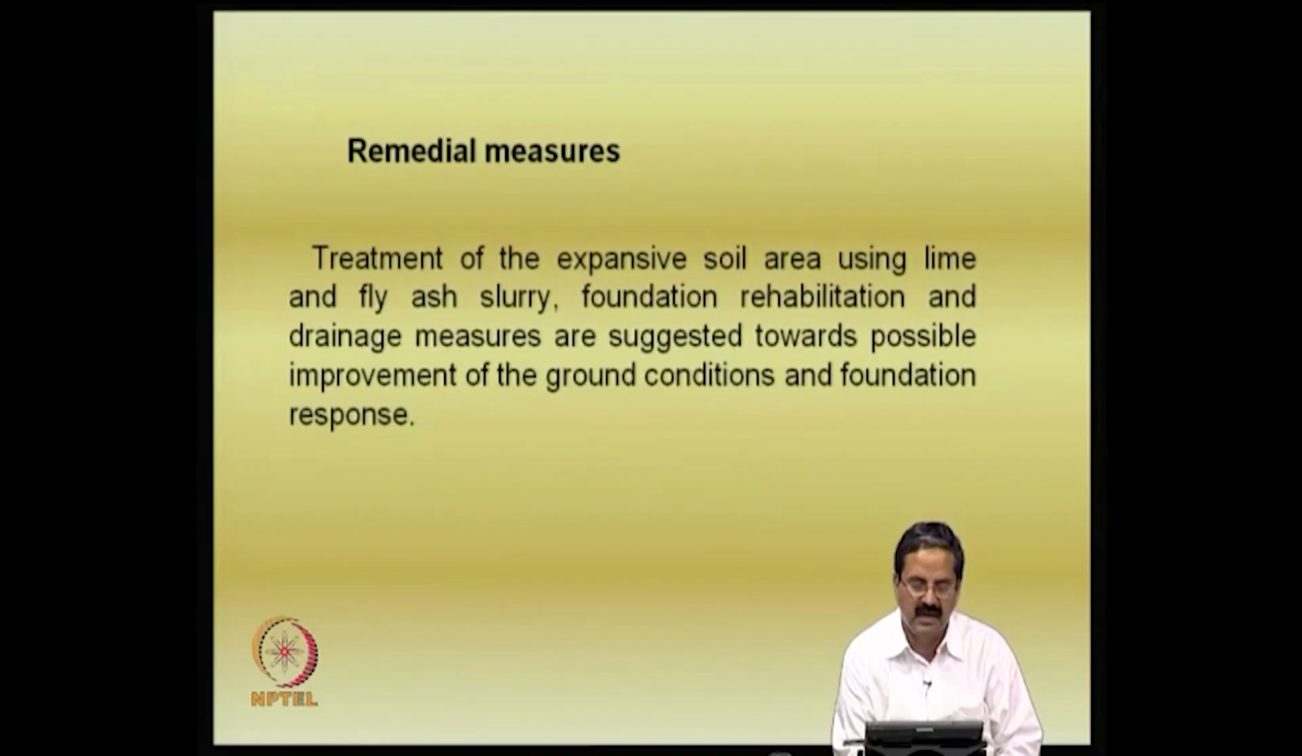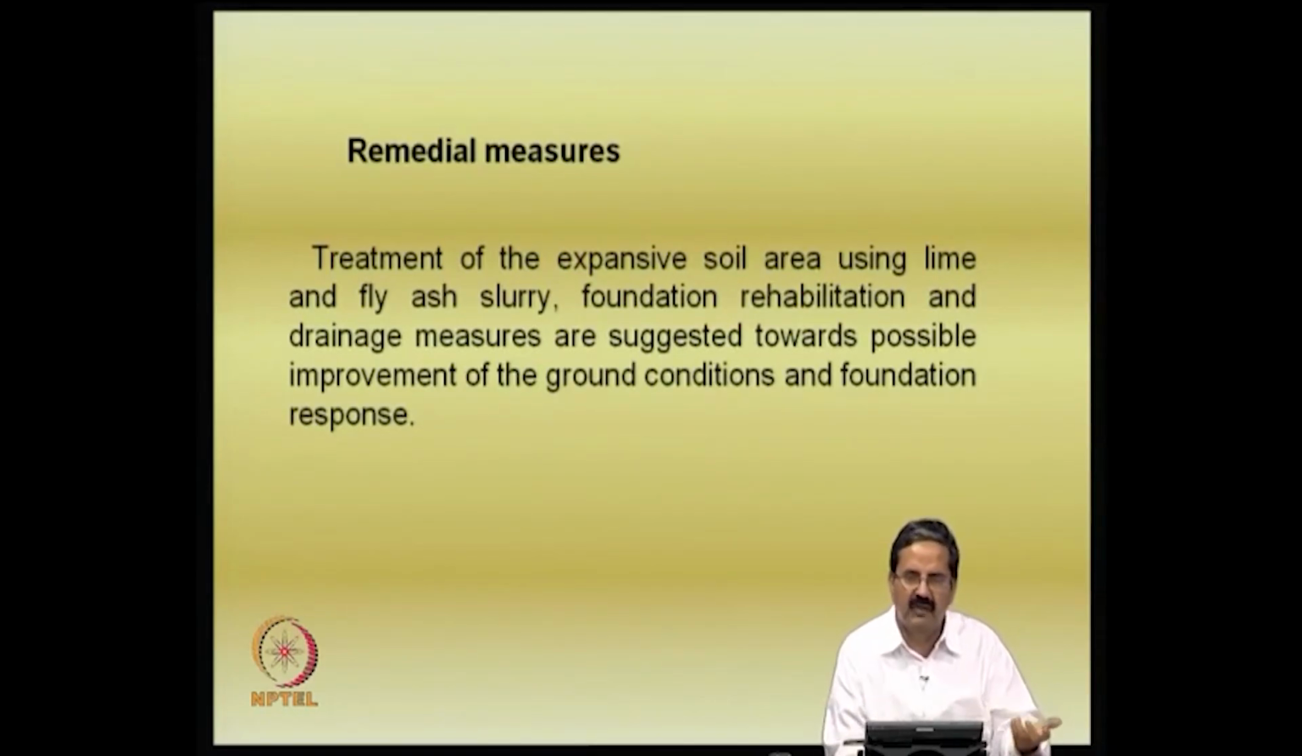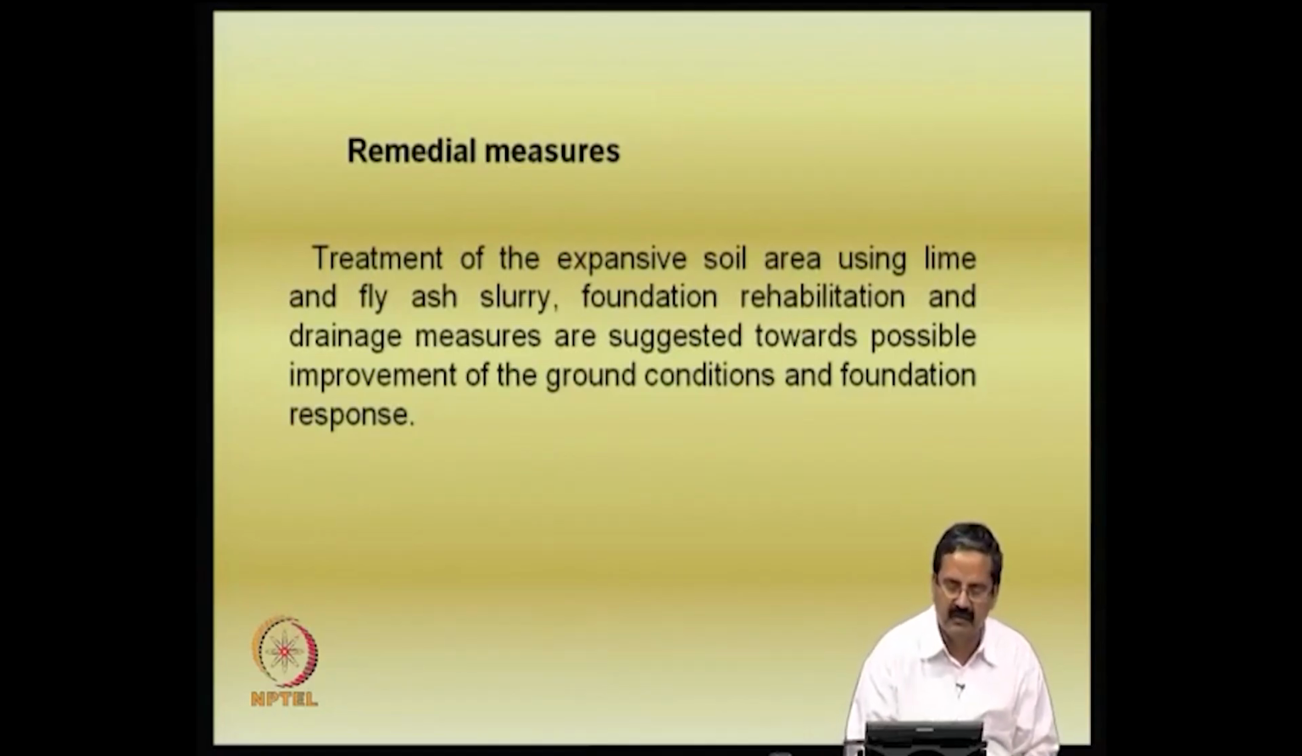So what we did was use about 6% lime, and also the fly ash, as I just said. The liquid limit of this expansive soil is about 85 to 90%, and the shrinkage limit is about 10%. We got it tested, and after using lime, about say 6%, we know that the liquid limit will come down, and everything will be all right.